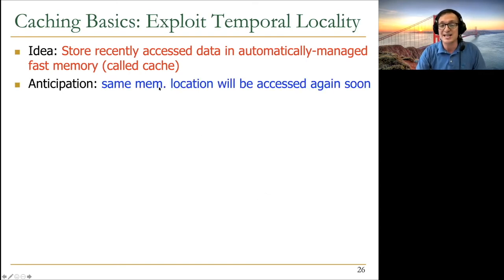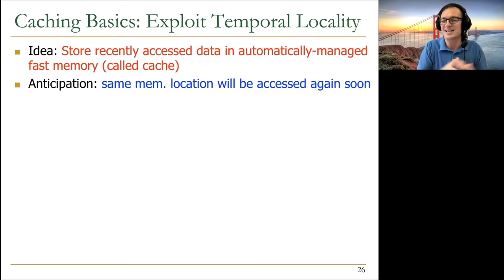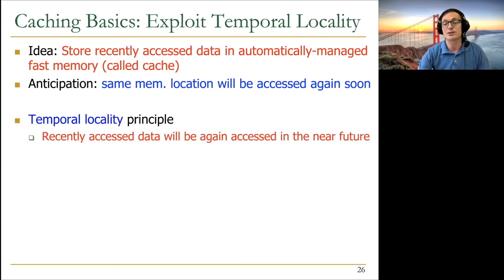Okay, so this is the temporal locality aspect. Basically, the anticipation is that the same memory location will be accessed again soon by the program or by some other thread that's going to access the cache. So it may be accessed by this thread or by some other thread or by some other program potentially. That's the temporal locality principle: recently accessed data will be accessed again in the near future. And if the data obeys this principle, then that's great.